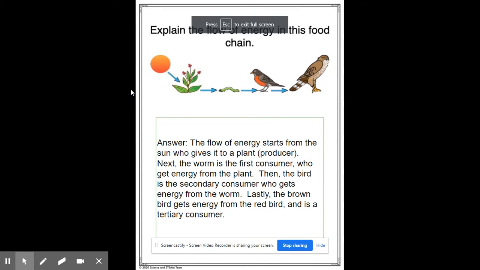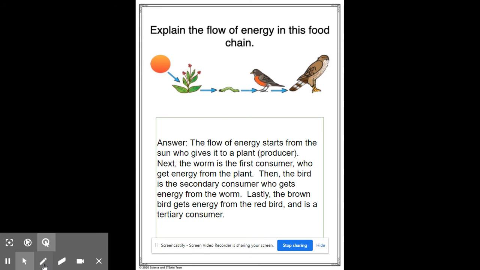All right, you were previously asked to explain the flow of energy in the food chain. Hopefully you tried your very best and you were able to look at this food chain and analyze it. And then importantly, write it in a nice flowing paragraph using vocabulary words and transition words.